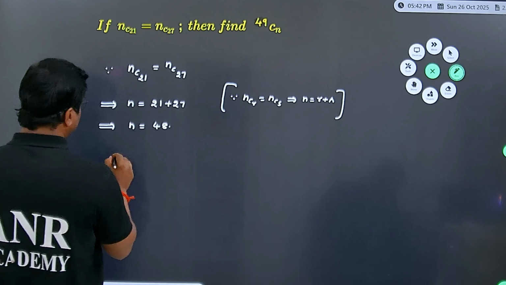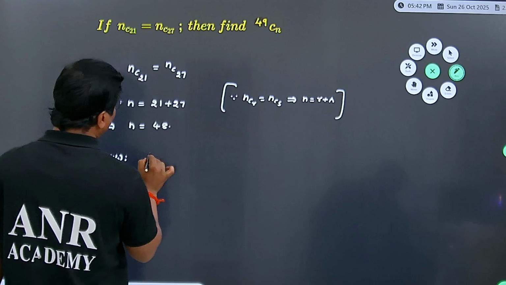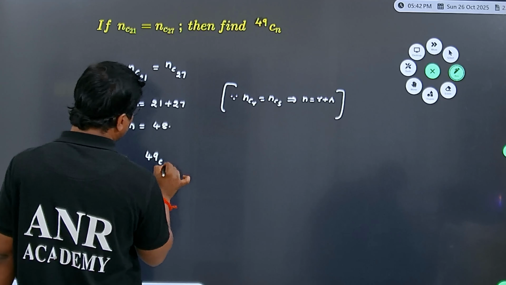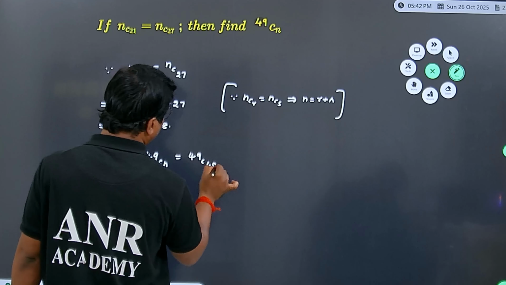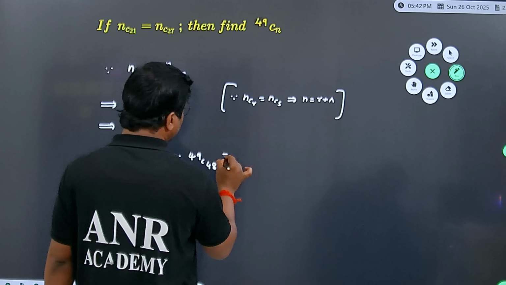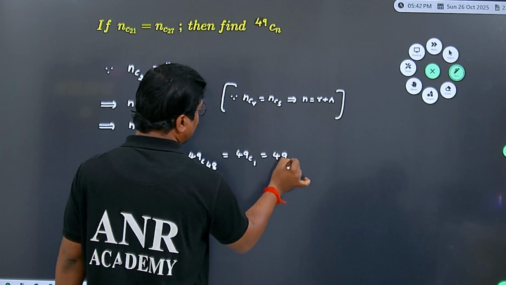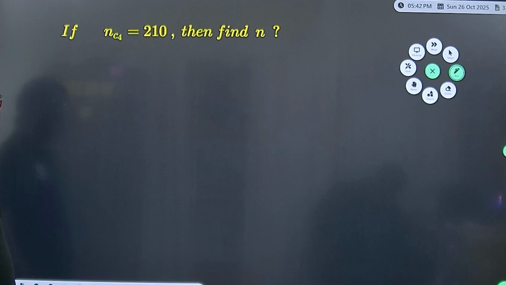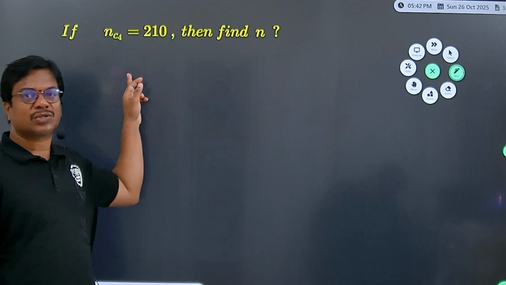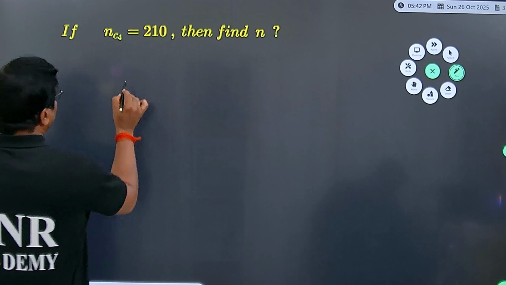Here the question is, we need to find the value of 49 Cn, that is 49C48. 49C48 also written as 49C1. This is clearly 49. Let us move to the next question. NC4 is given as 210, then find the value of n.